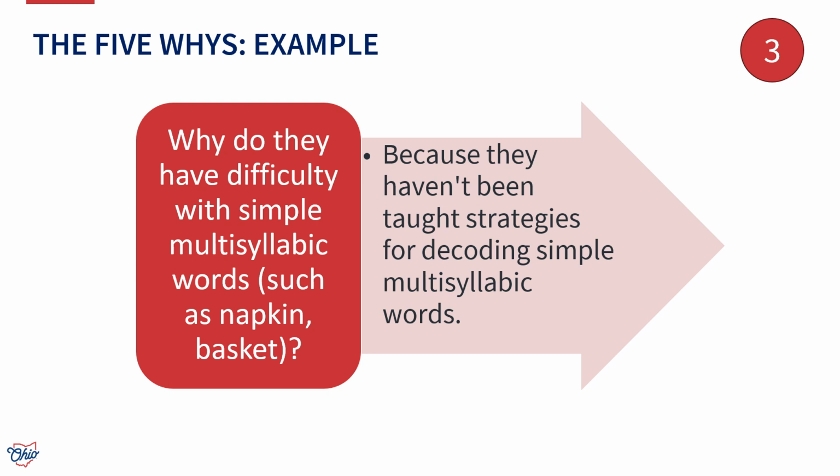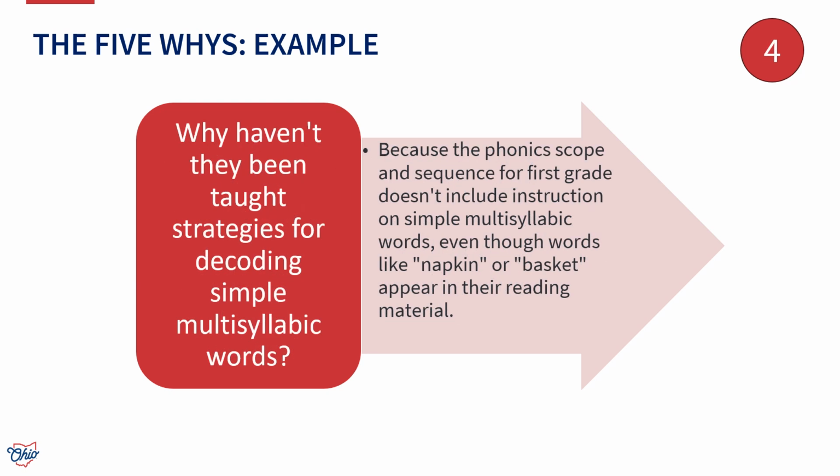Why do students have difficulty with simple multisyllabic words, such as napkin or basket? Because they haven't been taught strategies for decoding simple multisyllabic words. Why haven't students been taught strategies for decoding simple multisyllabic words? Because the phonics scope and sequence for first grade doesn't include instruction on simple multisyllabic words, even though words like napkin or basket appear in their reading material.